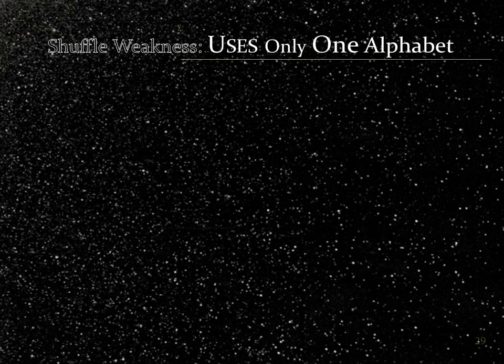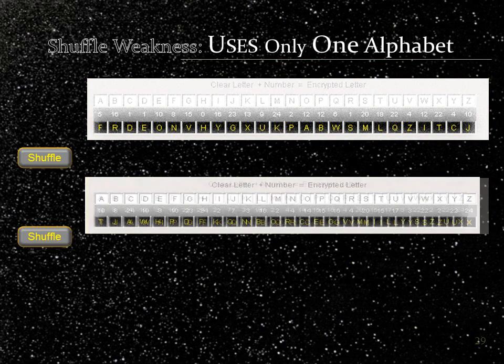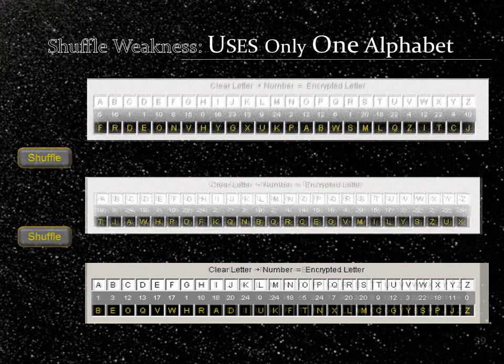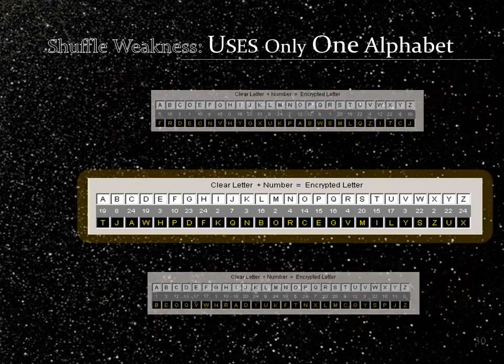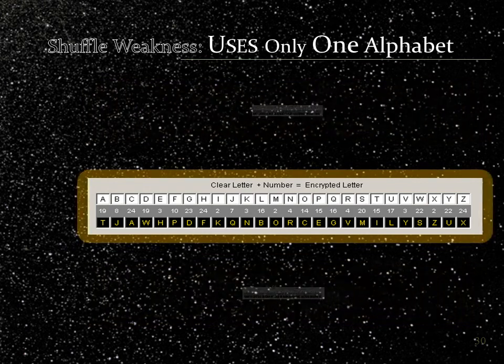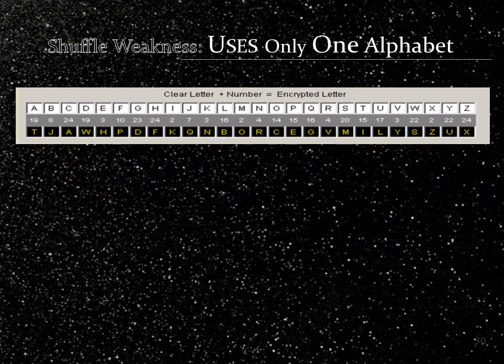Didn't he just say that there were as many possible shuffle alphabets as stars in the universe? So what is it with only one alphabet? She's right. Every time you hit the Shuffle button, you get a new shuffled alphabet. And even though there are more substitution alphabets than there are stars in the universe, once you decide on a particular shuffle, the other Shuffle substitution alphabets don't matter. You're only going to encrypt with this one.